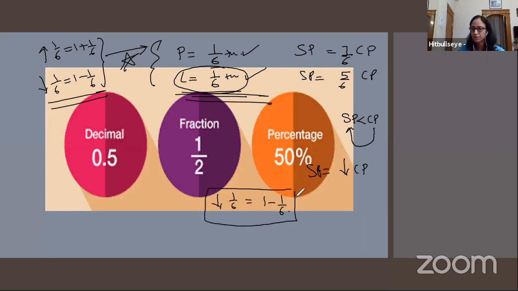Did you join in late? Because we discussed this in the beginning of the session. Okay, so 1 minus 1 by 6 means 5 by 6. Now it's clear?